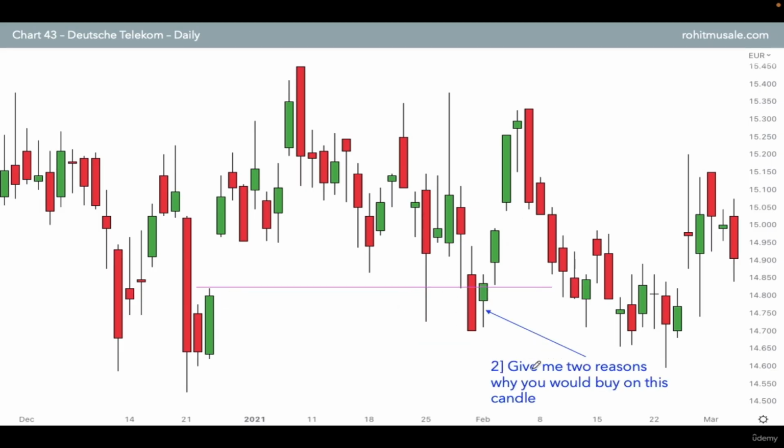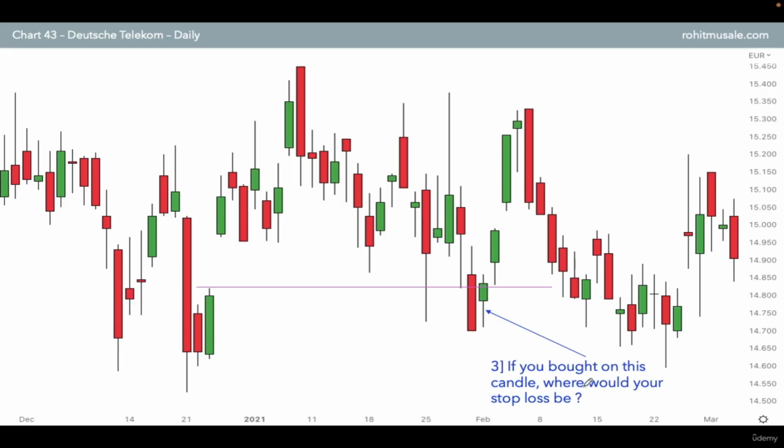Number 2, give me 2 reasons why you would buy on this candle. So one reason, as I explained right now, is that it's completing a false breakout, the 4 steps. And the second reason, if you look at the close of this candle compared to this red candle, it's also completing a variation of a piercing pattern, right? Because it's closing above the midpoint of the prior red candle. So those are the 2 reasons I would buy on that candle.